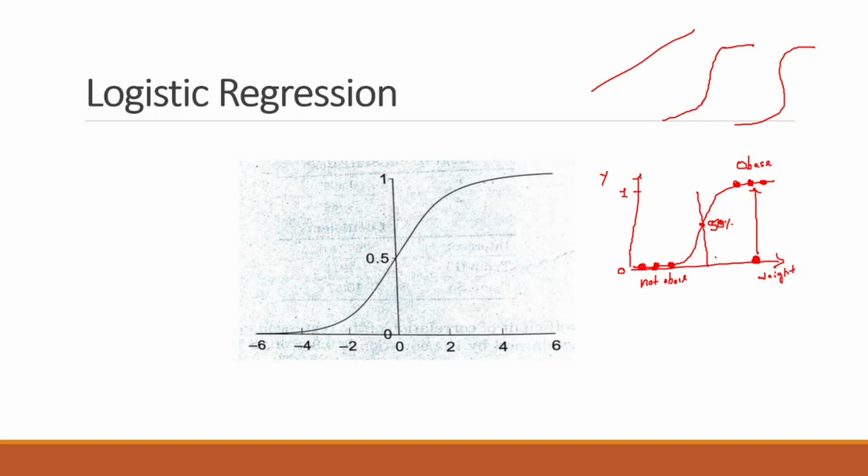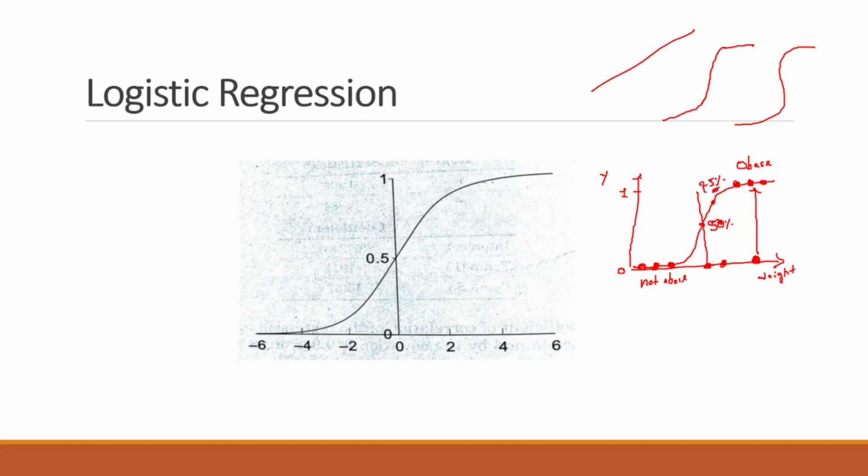So what if I have somewhere around here an intermediate value? Then see, this falls on the slope of this curve, right? So I can say that there is a 50% chance that the mouse is obese and a 50% chance that the mouse is not obese. Okay, and here if the weight is given somewhere around here, then I can say that there is around a 75% chance that it is obese.